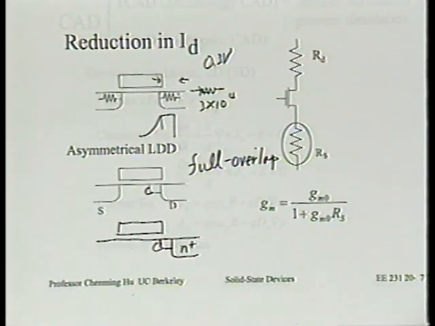Exactly. Halo doping always uses a large angle. And there's also diffusion involved. Let's not forget about that. They are all involved.